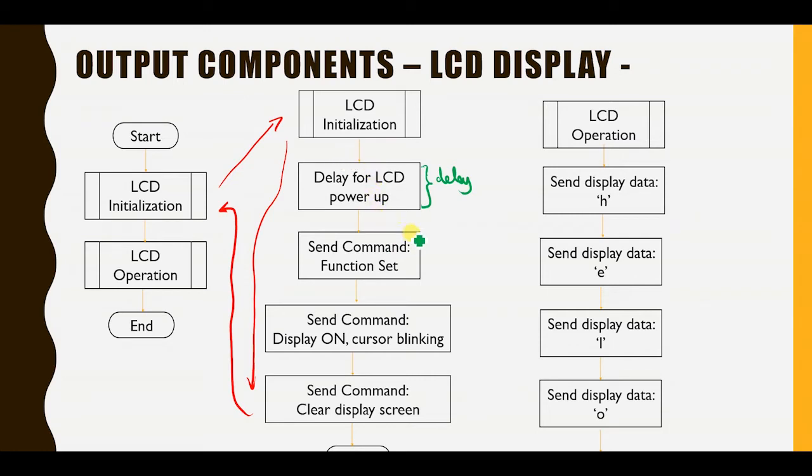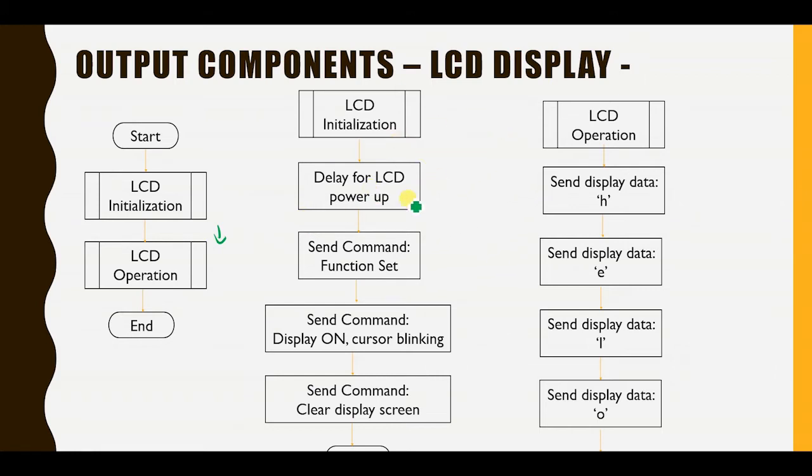Then you have to send a command or function set, whatever you need to set. And then you have to send the command display on and then cursor blinking. After that, clear display screen. So those are the initialization. Once you have done with that, go back to the main program and then do the LCD operation.